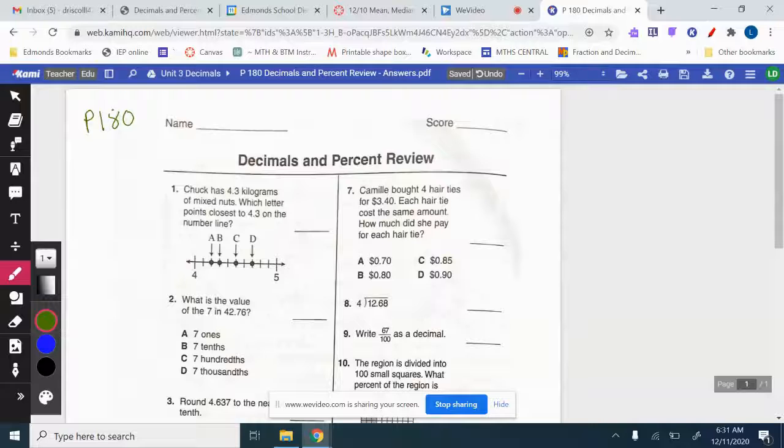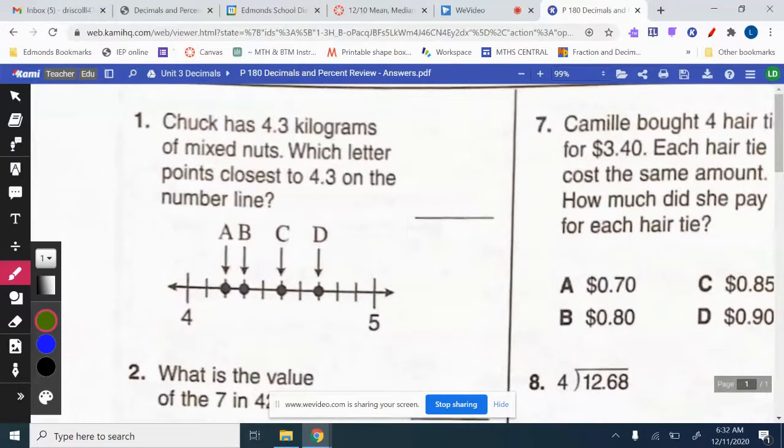Decimals, percents, unit, and this is going to be a long video because I'm going to go through every answer. So fast forward or rewind until you get to the problem that you struggle with. Remember, use a calculator when needed. Let's start in on number 1.